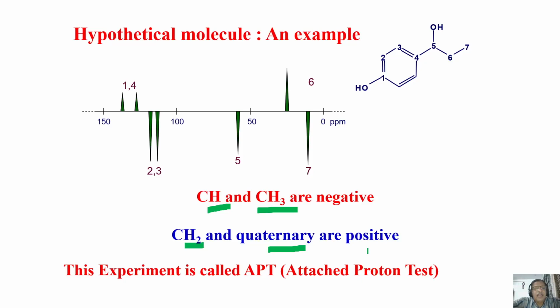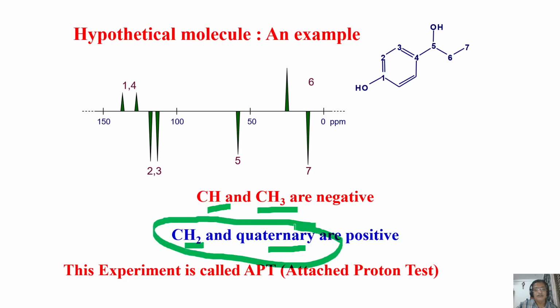I can interchange this. I can make this positive, this negative, doesn't matter. It depends upon how I am doing the phase correction of the spectrum. But the difference you should understand is CH and CH3 are opposite in intensity compared to CH2 and quaternary. If these are positive, these are negative. So what it means is you are able to edit the carbon 13 spectrum using this pulse sequence, and you can identify from your spectrum whether this carbon is CH2 or CH3 or CH.